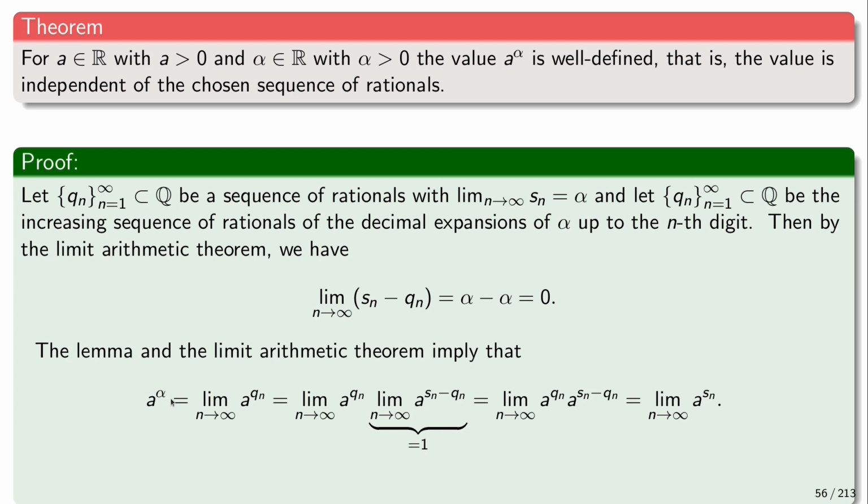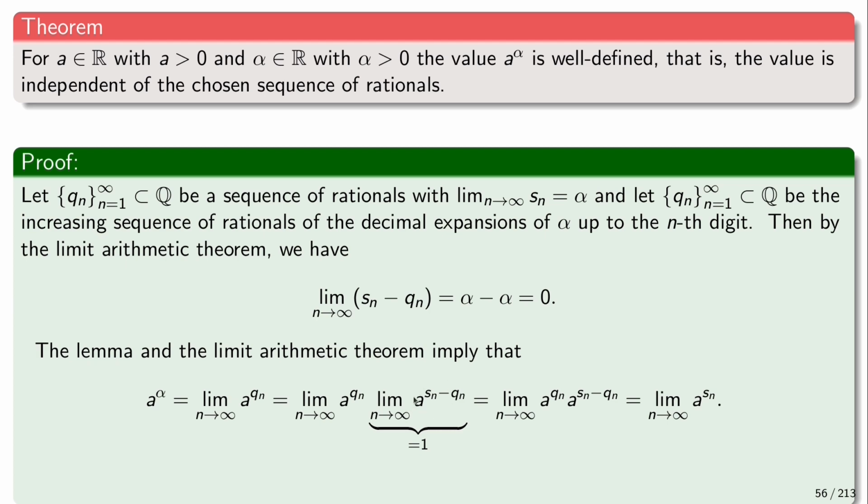Now we're going to apply the previous lemma. So a to the power of alpha, on the one hand, is defined to be the limit of a to the power of a sequence of rationals which is monotonically increasing to alpha. On the other hand, this sequence a to the power of Sn minus Qn, we've proved, and that was the essence of the previous lemma, converges to 1. So this is a convergent sequence, and we can invoke the limit arithmetic theorem. Basically, this limit is 1, and times this limit, we have an inequality here.